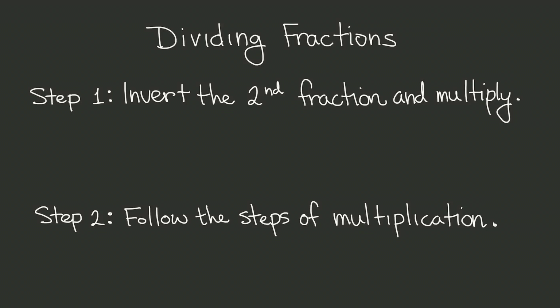Let's look at dividing fractions. The first step to dividing fractions is going to be to invert the second fraction and then multiply. So we'll take a over b divided by c over d, and we'll rewrite it as a over b times d over c. We just flip that second fraction over, and then it becomes a multiplication.